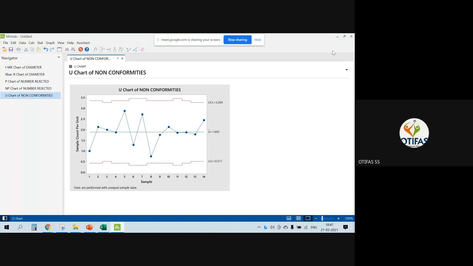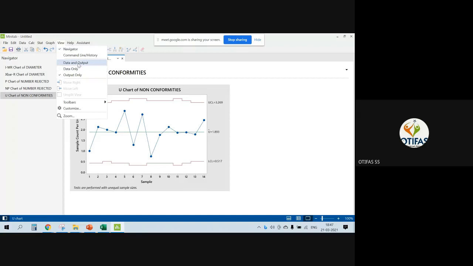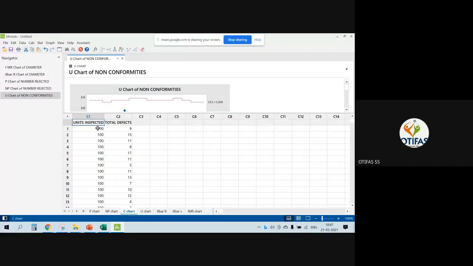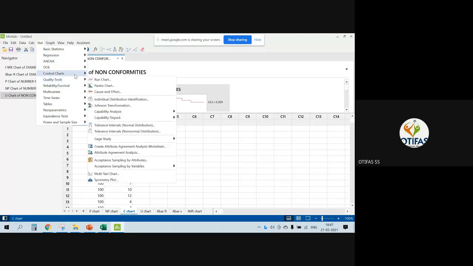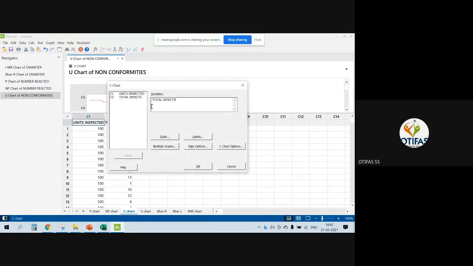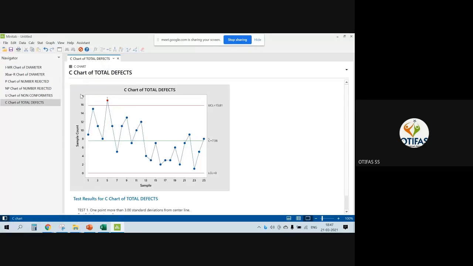Okay. So C is also similar like that. We can do this graph for C also, C chart. Quality tools, C chart. Now in C chart, sample size is constant. So Minitab will not ask you that sample size also. It will not ask you because sample size is constant. Attribute chart, C chart. It's asking only the number. You are going to take the total defects. Okay. Now see, this is C chart. Now all other variations are because of natural variation, but this is not because of natural variation. Okay. And see the straight line at the top.